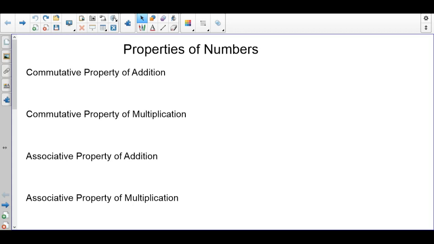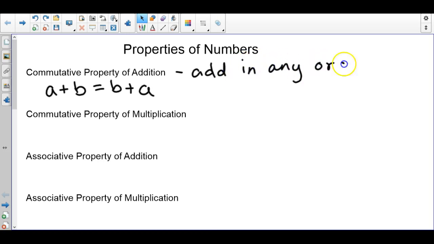This video will be about properties of numbers. Now there's quite a few properties that we can talk about. The first one is the commutative property of addition. Basically what it's saying is you can add in any order. So A plus B is the same as B plus A.